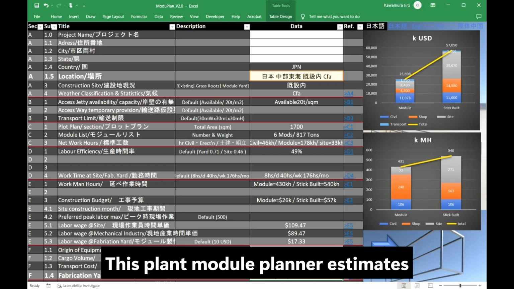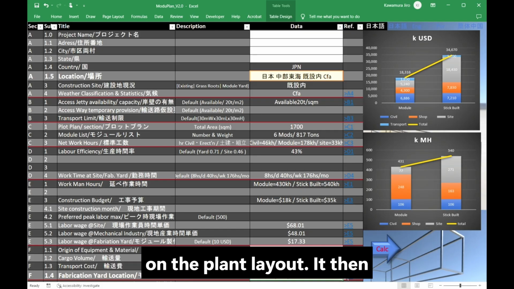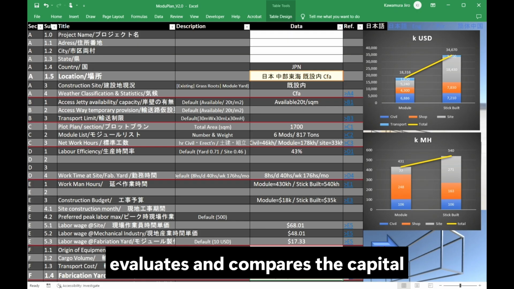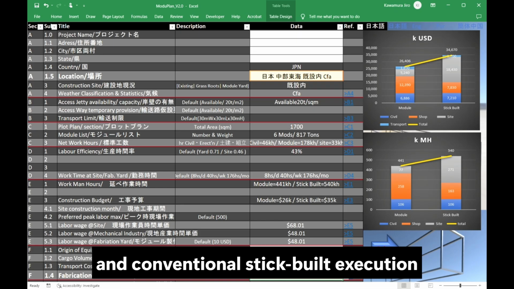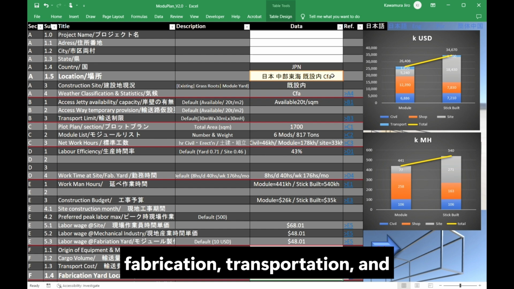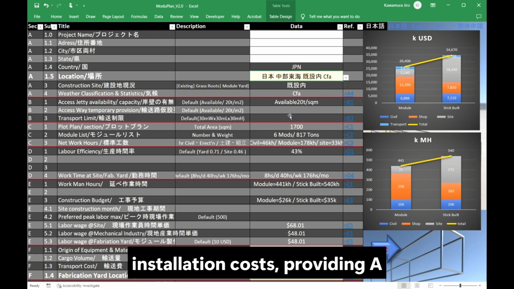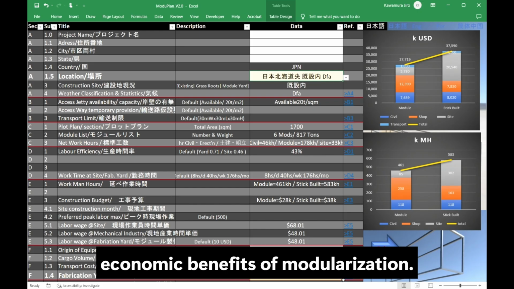This Plant Module Planner estimates facility weight and labor hours based on the plant layout. It then evaluates and compares the capital expenditure, CAPEX, for both modularized and conventional stick-built execution strategies. The CAPEX estimate includes fabrication, transportation, and installation costs, providing a comprehensive basis for assessing the economic benefits of modularization.